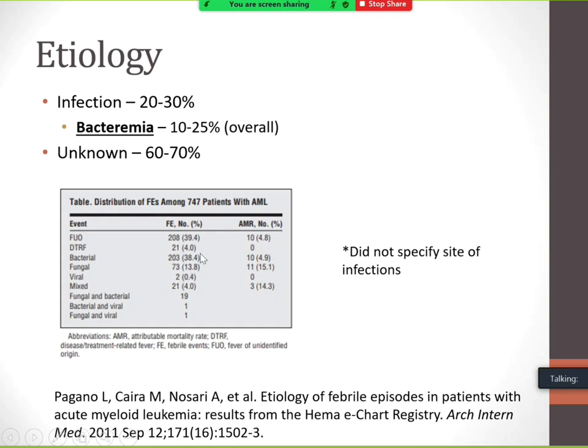A bacterial cause was found in 38.4%. Fungal in 13.8%. And then, I always look for this, but a true proven drug-related fever was only 4%. I suspect a lot of these unknown origins were drug-related, but can't always prove that, so until they get their next cycle of the same drug and have a fever.